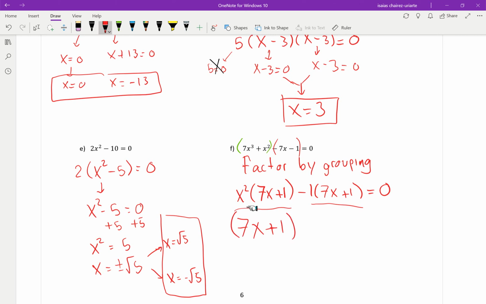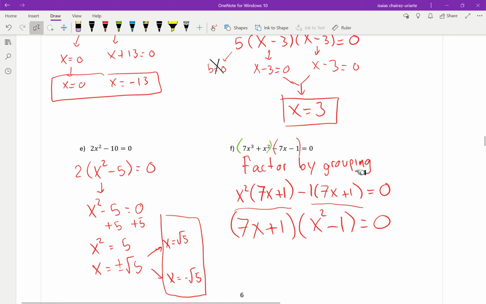Okay, and if I factor that out, then this becomes x squared minus 1. That's what's left over, and this is equal to 0 because I had x squared minus 1 right there. Okay, am I done? Well, kind of not, right?